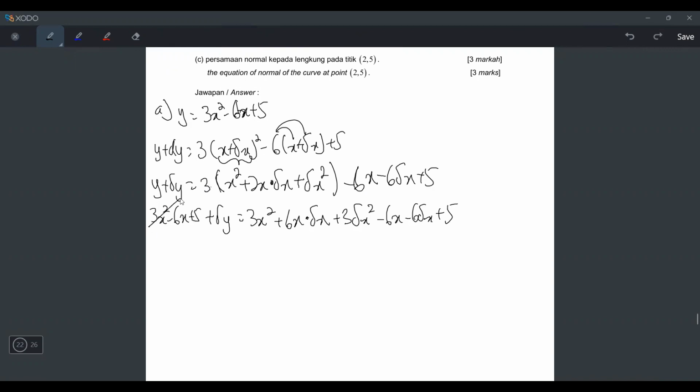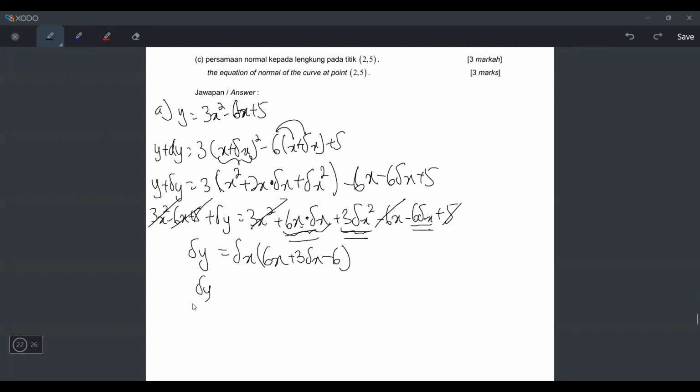And now you can cut: 3x squared minus 3x squared is 0, negative 6x plus 6x is 0, 5 and 5 also can cut. So you're just left with delta y equals to, okay, this one and this one and this one, they both have similarity. And what's the similarity here? They all have delta x, which means I can factorize out the delta x. So when I take out, you're left with 6x. When I take out the delta x, you're left with 3 delta x, because it's delta x squared, right? So after you take out one, there's still one more. And then take out the delta x here, you're left with negative 6.